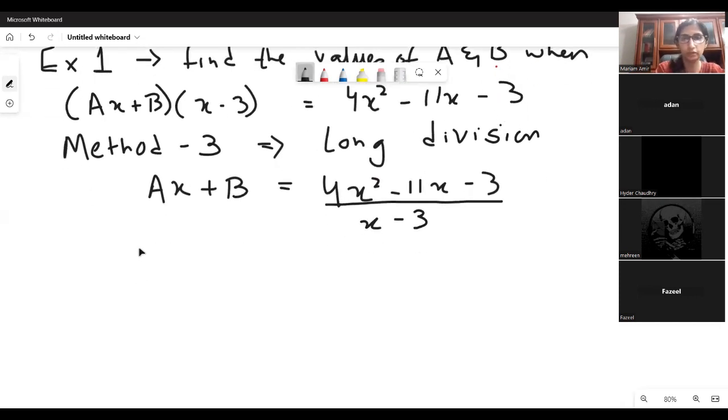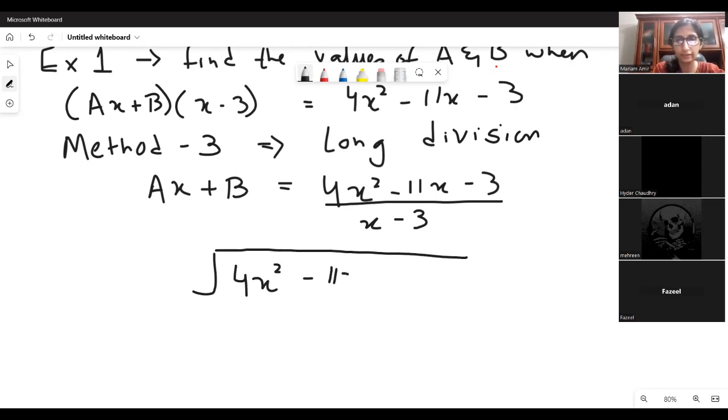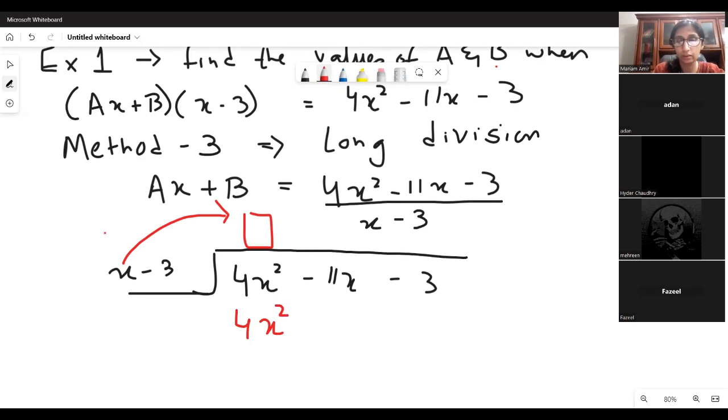Now what we'll do is we'll write 4x square minus 11x minus 3 inside the division sign, and x minus 3 outside. Okay. So now I need an expression over here with which when you multiply x, you should get 4x square. So what do I... exactly. Who said that? Heather?